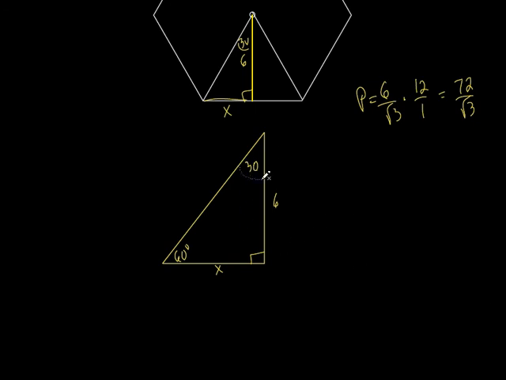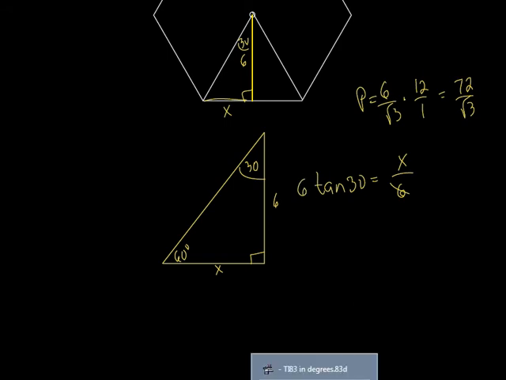Which angle do you want to use? You just use the 30 since we're already up there. So let's use tangent. The tangent of 30 is equal to opposite, which is x, over the adjacent, which is 6. Multiply both sides by 6. Let's put that in and see what x is. Now it should come out to whatever 6 divided by the square root of 3 is, right?